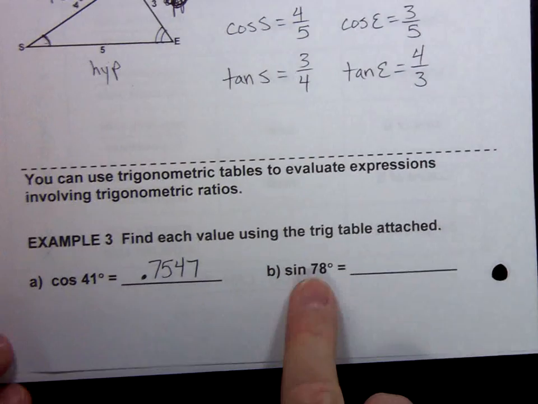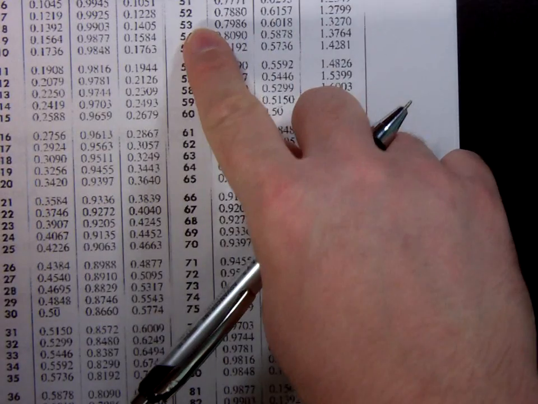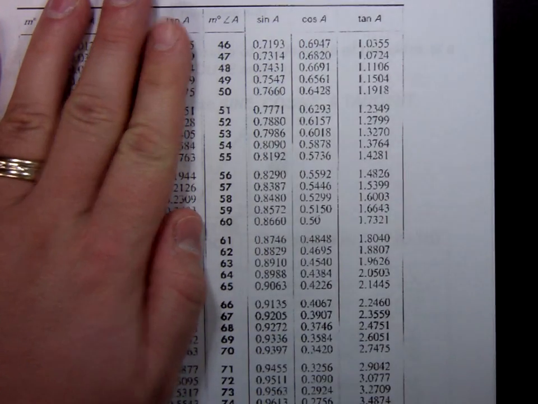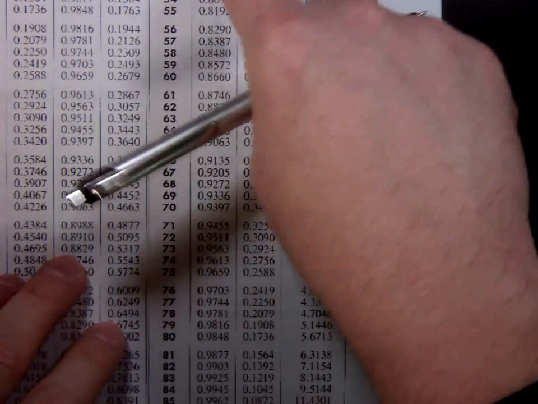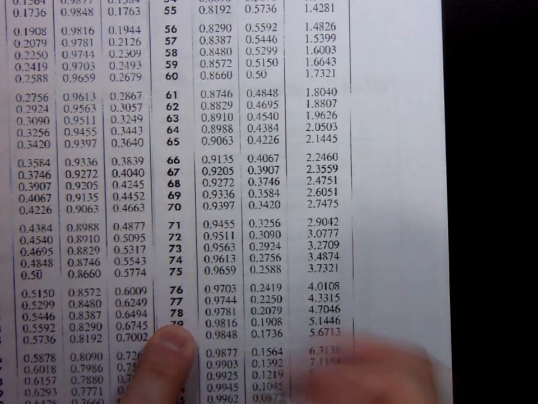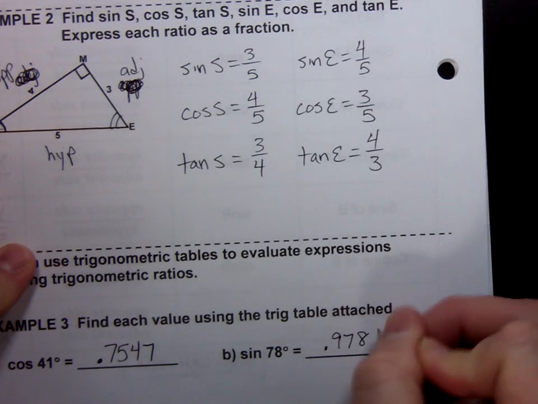All right, let's try sine of 78 degrees. Well, this one only goes to 45, so I have to go to the other side where it repeats the same stuff again. Again, you have the angle, sine, cosine, and tangent of the angle. We wanted sine of 78. Sine is this first column, 78 degrees, right here. So 0.9781. Simple enough to just find it on the table. 0.9781.